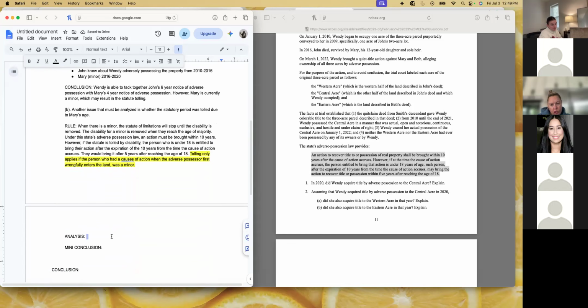Then down here, we're going to say the statute did not toll because John was of the age of majority when Wendy began to adversely possess Central Acre. And the full conclusion for this entire thing, after all of that, is that Wendy acquired title in 2020.